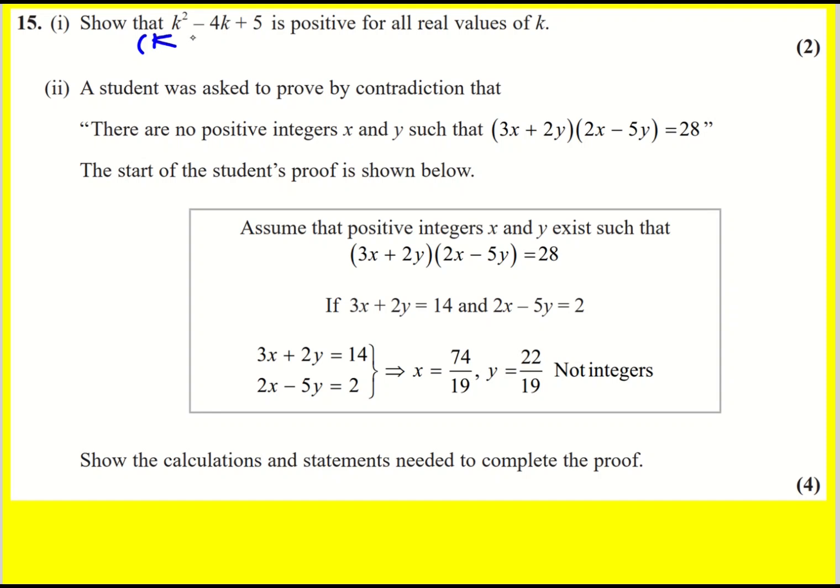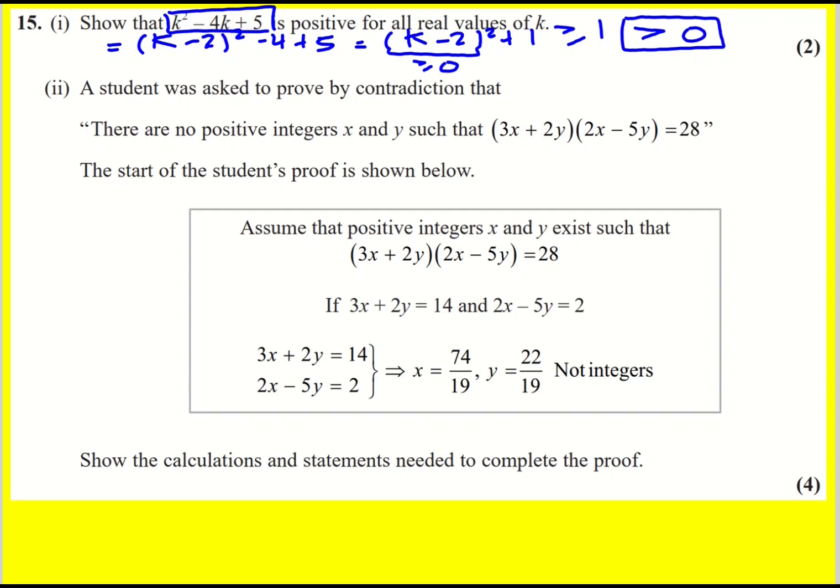So we get k minus 2 squared minus 4 plus 5, and that will become k minus 2 squared plus 1. Now this is necessarily greater or equal to 1 because this here is always greater or equal to 0. And therefore, as a whole, it's going to be necessarily greater than 0. That's all we need to do.